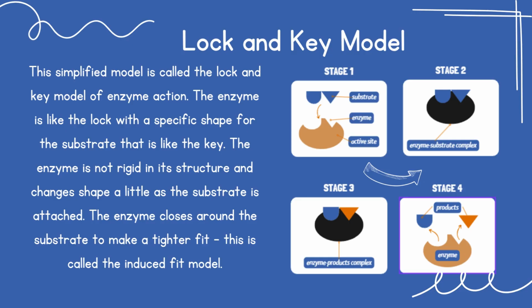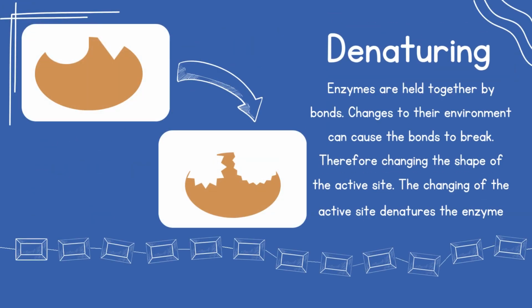The enzyme is not rigid in its structure, however, and changes shape a little as the substrate is attached. So the enzyme closes around the substrate to make it a tighter fit, and this more complex model is called the induced fit model. As enzymes are held together by bonds, changes to their environmental conditions can break these bonds, and therefore change the shape of the active site. This changing of the active site denatures the enzyme, and they stop working.